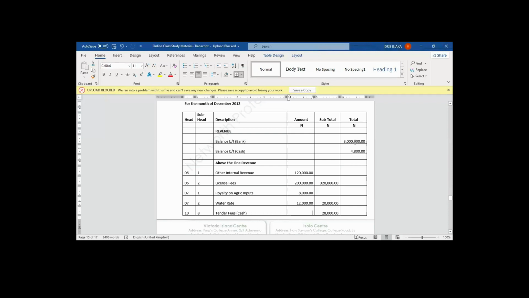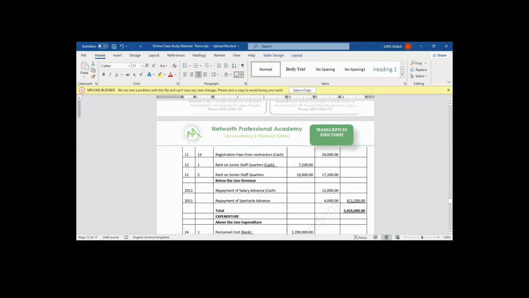The 421,200, you now add the opening balance to it, 3,004,800. You add it with 421,200. At the end of the day, you are going to get a total revenue of $3,426,000.